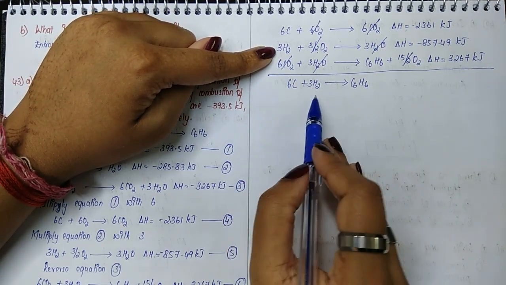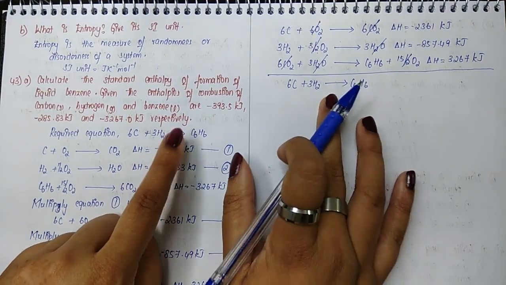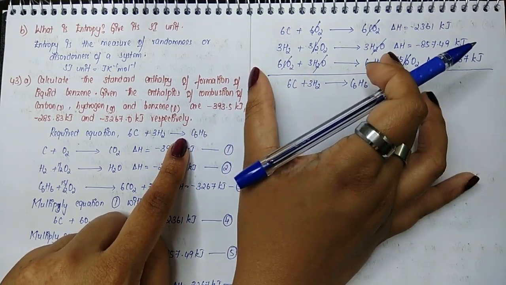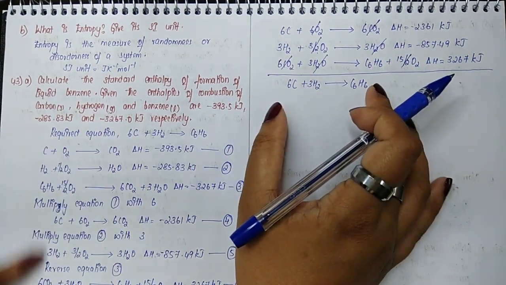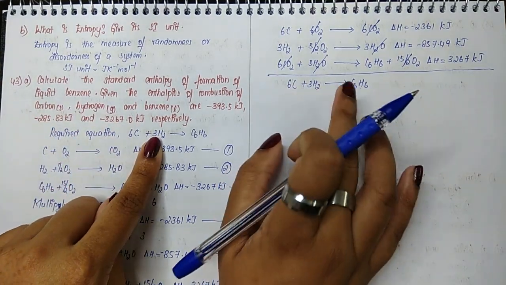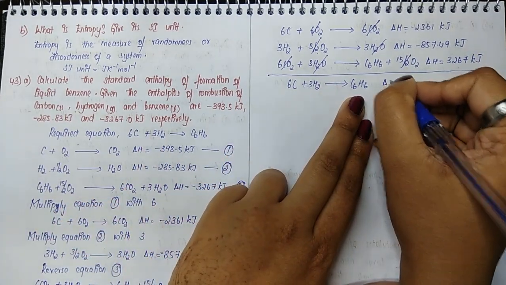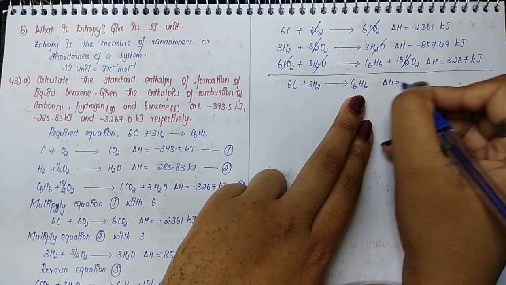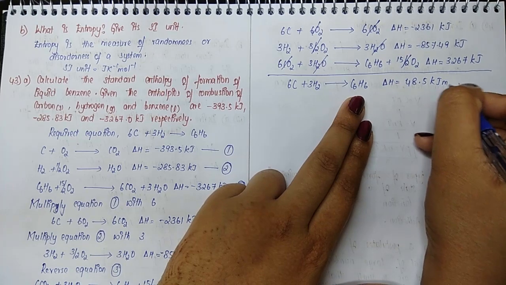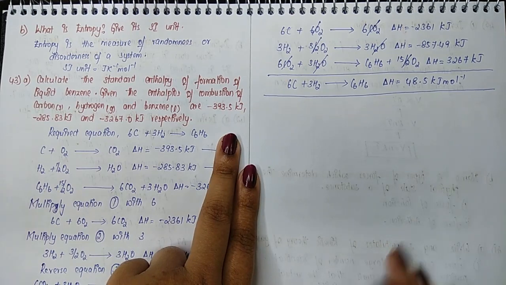Now this equation you get here has to be equal to the required equation that you wrote first. When you get these two the same, it means the method you did here is correct. If you are not getting the same, it means you have gone wrong somewhere. So the required equation and the final answer should be the same. There shouldn't be any difference. So when we calculate the delta H value and simplify all this, you will get 48.5 kilojoule per mole. That is your answer for Hess's law.